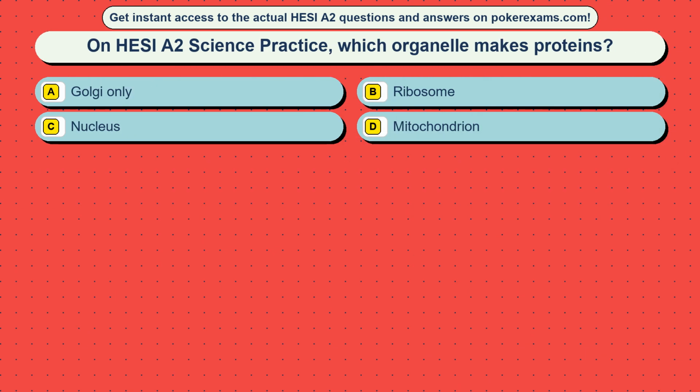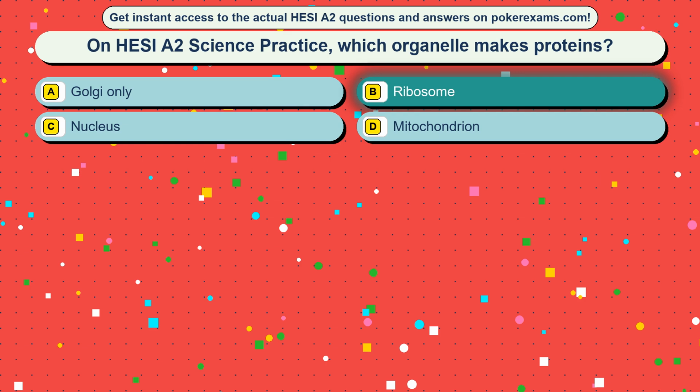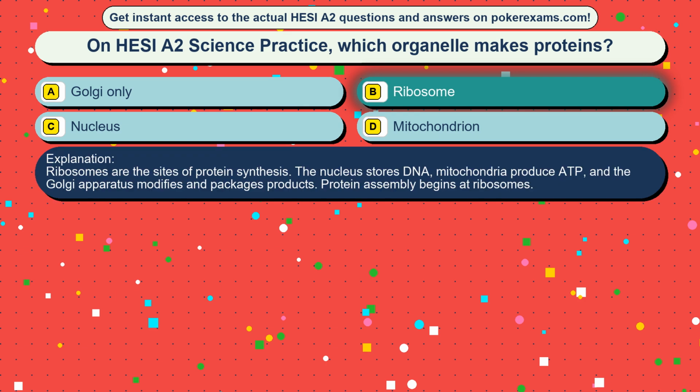Question 44. On HESI A2 Science Practice, which organelle makes proteins? Option A, Golgi only. Option B, ribosome. Option C, nucleus. Option D, mitochondrion. The correct answer is option B, ribosome. Ribosomes are the sites of protein synthesis. The nucleus stores DNA, mitochondria produce ATP, and the Golgi apparatus modifies and packages products. Protein assembly begins at ribosomes.